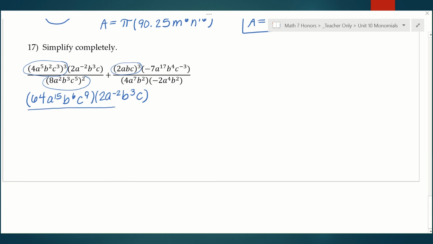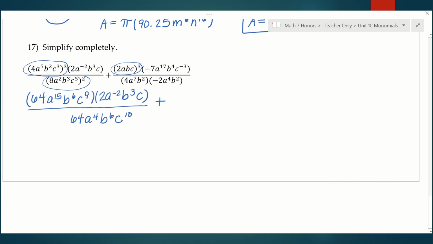Okay, so I'm going to put all of that over this bottom monomial that I'm going to square. So raise your coefficient to the exponents. 8 squared is 64. And then we're going to multiply our exponents. So a to the second power squared is a to the 4. B to the third squared is b to the sixth, and c to the fifth squared is c to the 10th. All right, let's move over to the other side.